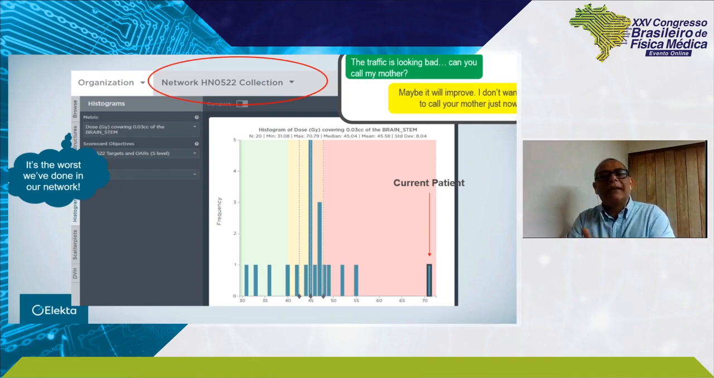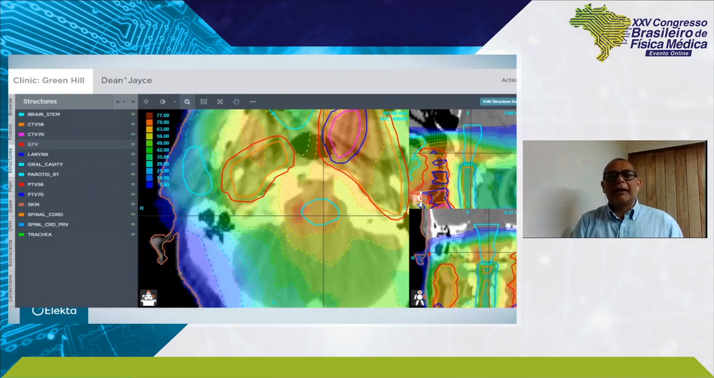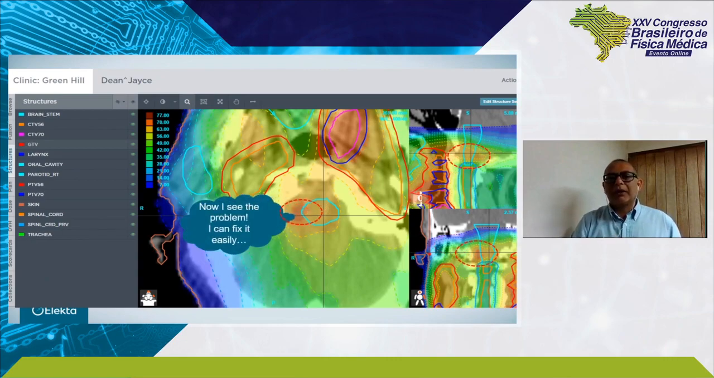But because you can see this, all you do is you select that histogram, that current patient, and with one click, it takes you exactly to that patient you've been working on, and it'll tell you exactly why the DVH that you saw, the brainstem dose on the brainstem, is not as good, right? Is higher than you would have thought in the beginning. And now you can see, you tell yourself, wow, I see the problem. I can fix it easily, right?